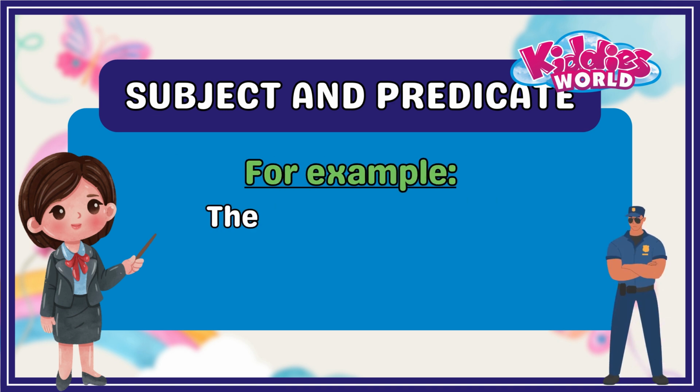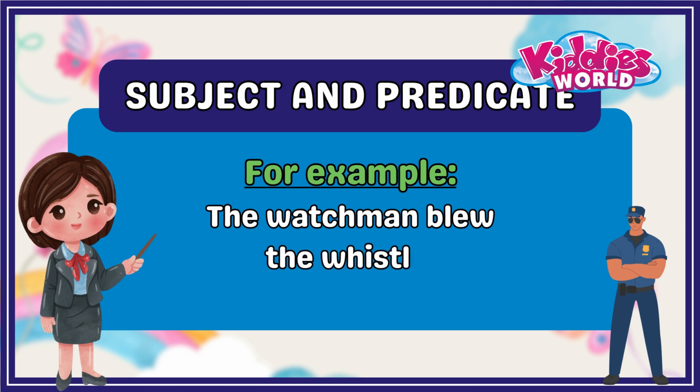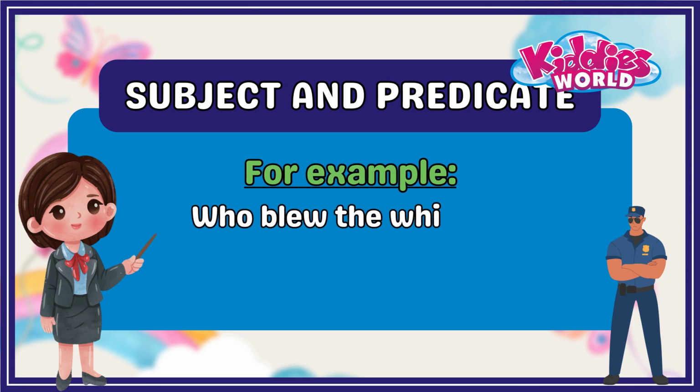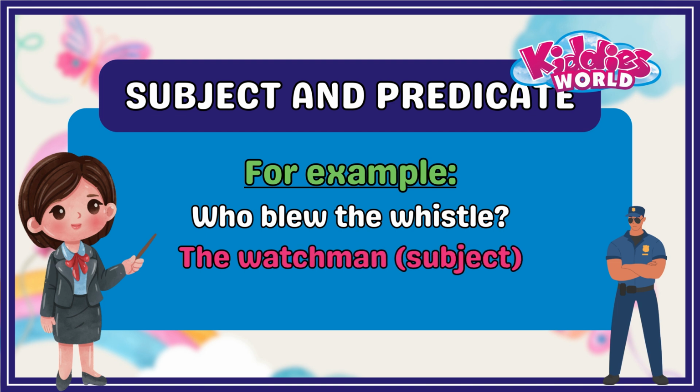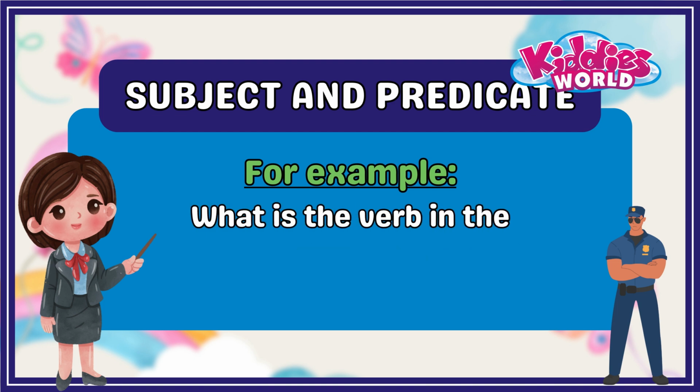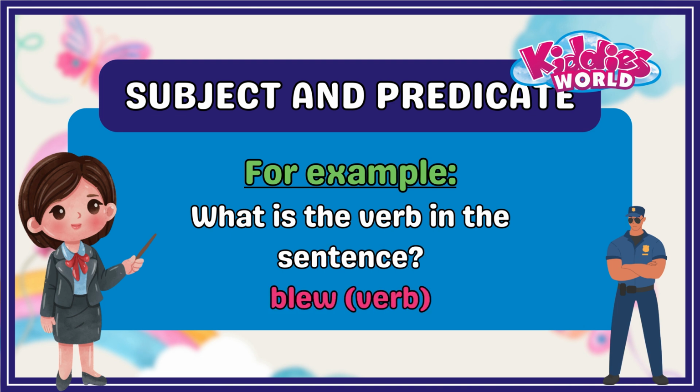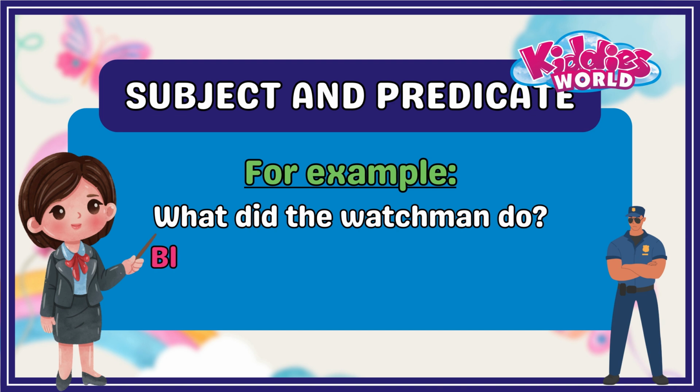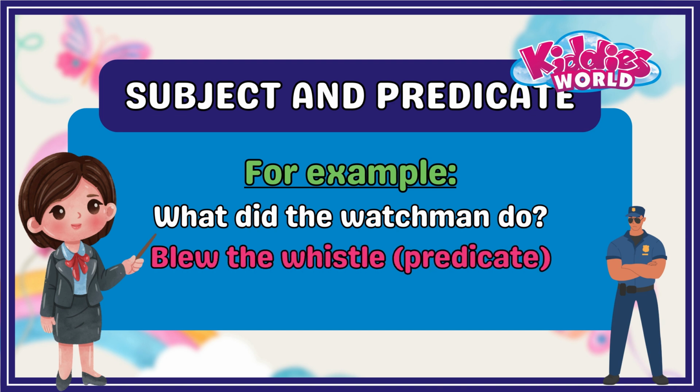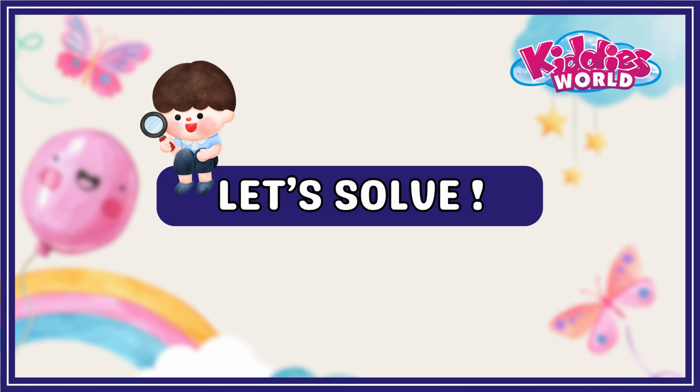Let us look at the example. The watchman blew the whistle. Who blew the whistle? The watchman, subject. What is the verb in the sentence? Blew, verb. What did the watchman do? Blew the whistle, predicate.